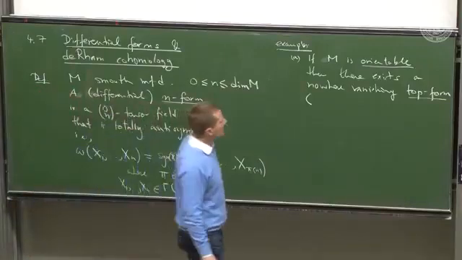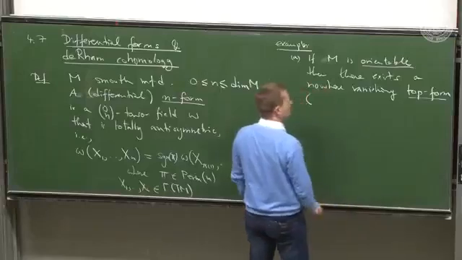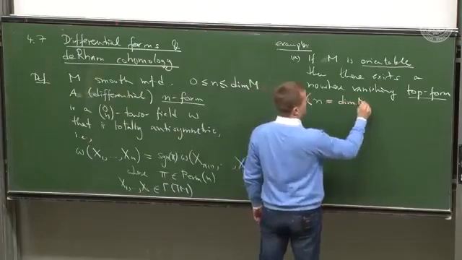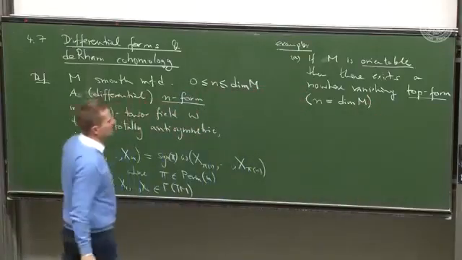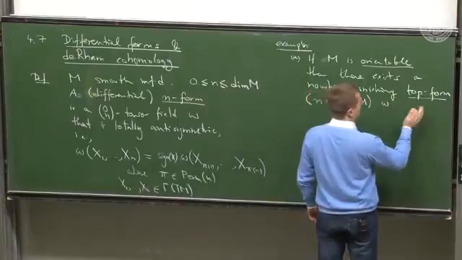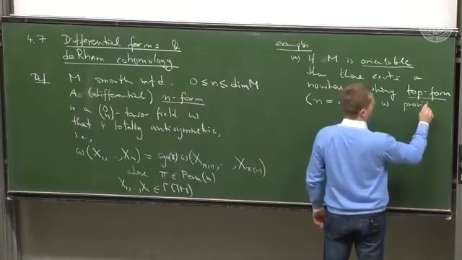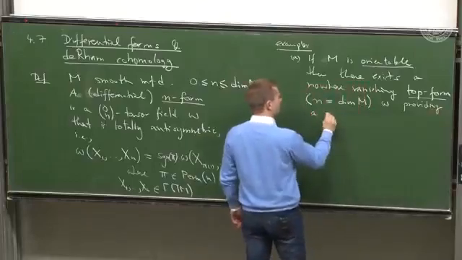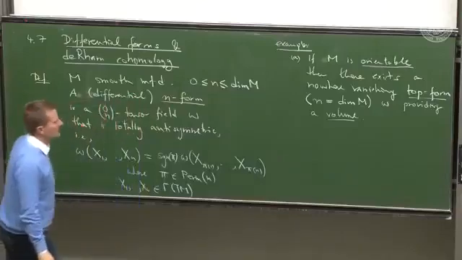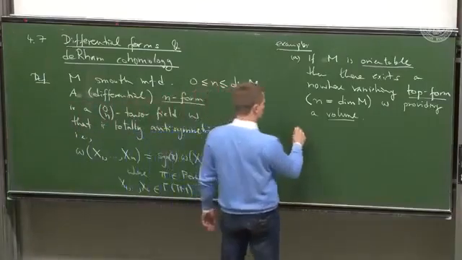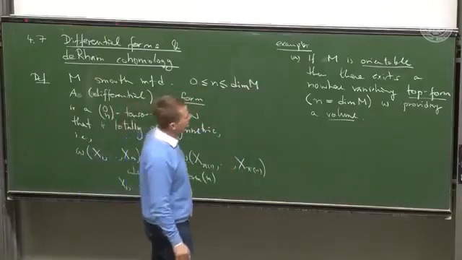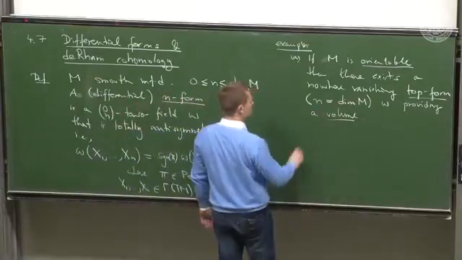Okay? Now we have a nowhere vanishing top form, and top form means that n is maximal, n equals dim M, omega, providing a volume. I think we talked about this before. So that's an example for a differential form. And so this provides a volume now in every tangent space because it's a field.